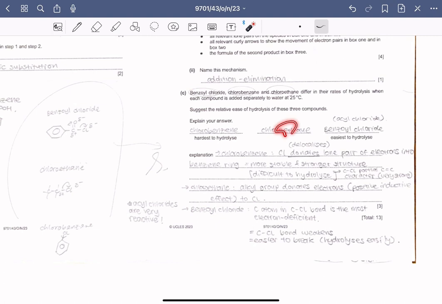Next is chloroethane. Chloroethane has an alkyl group that donates electrons and conducts a positive inductive effect to the Cl atom. And finally for benzoyl chloride, we all know that acyl chlorides are very reactive in nature, and so it is the easiest to hydrolyze, because the C atom in the C-Cl bond is the most electron deficient, with this going here and another going here. And so the electron density on the C atom is very low, and so the C-Cl bond weakens and it is easier to break and hydrolyzes easily.